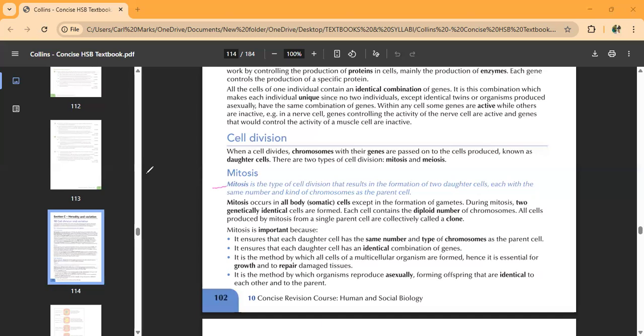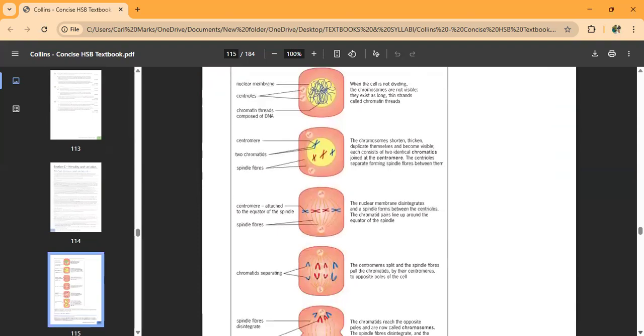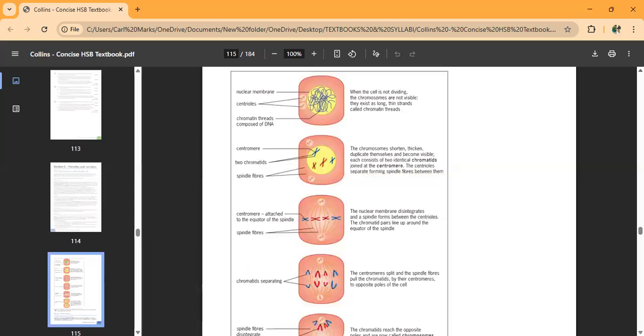Again, look at some. I think they actually give us a breakdown of the stages. So we have different diagrams here showing us what happens in the different stages of mitosis, right?